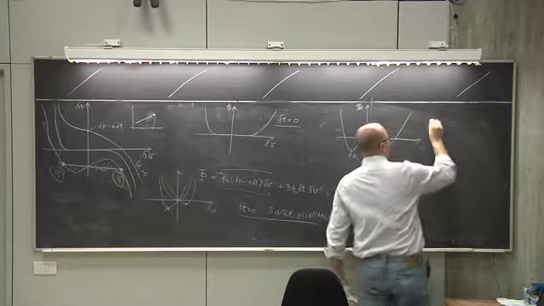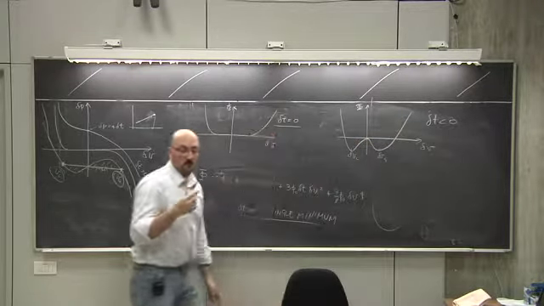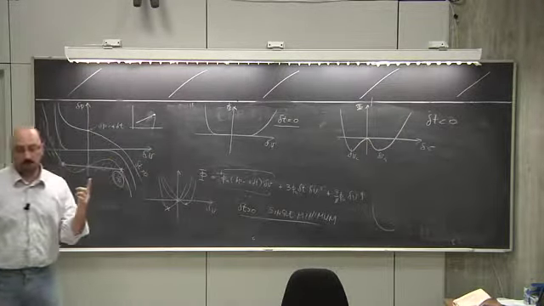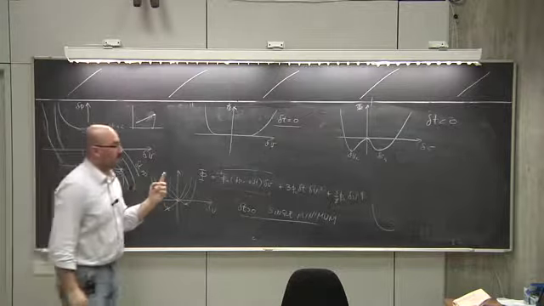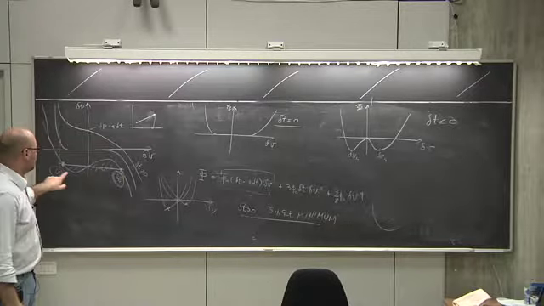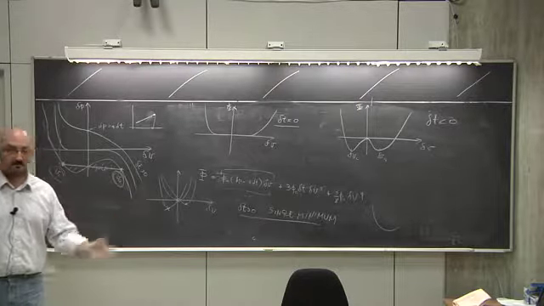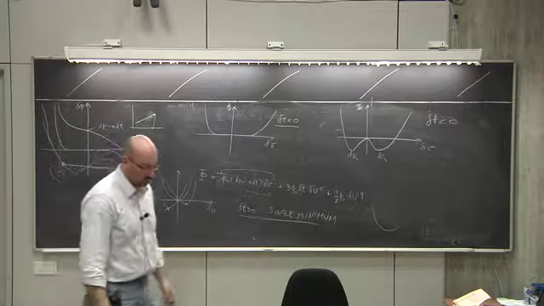Okay, so for delta t less than 0, instead of a single minimum, we have two minima and one maximum. These two minima correspond to the density of the gas and the liquid phase, which are the stable phases of our solution.